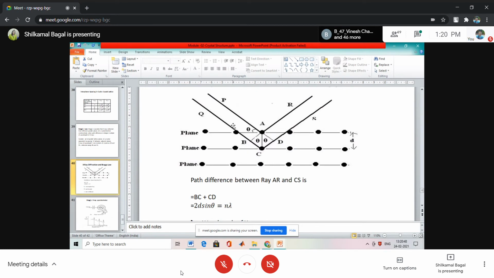If the X-ray direction remains the same and we rotate this crystal, meaning the set of planes, in this direction, then the angle will decrease. If we rotate the crystal in this direction, this theta will increase, and a position of rotation will come when this glancing angle will satisfy the condition of maxima. The path difference depends on the glancing angle.